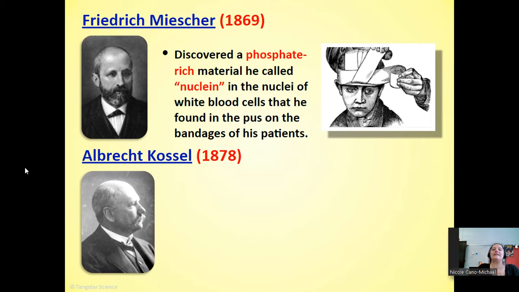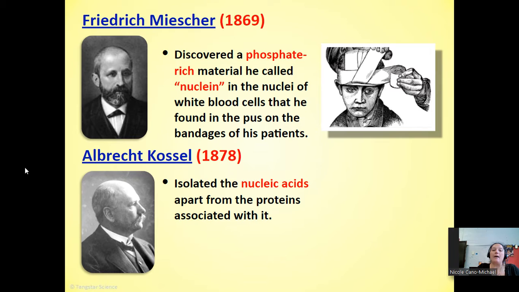Kossel comes along in 1878, and he actually looks at this nuclein material and decides that it's not this crazy combination of kind of gross stuff that's in pus. He actually is able to isolate nucleic acids out of it. So if you recall from our four macromolecules, we talked carbohydrates, lipids, proteins. Kossel is the guy that actually isolates the nucleic acids, and he separates them from the protein. Prior to Kossel, we thought that proteins and nucleic acids were kind of like a combo deal. They're not.